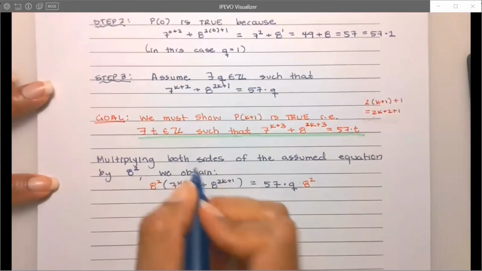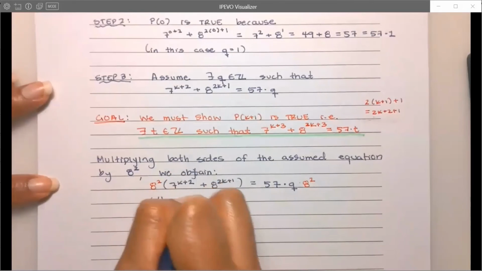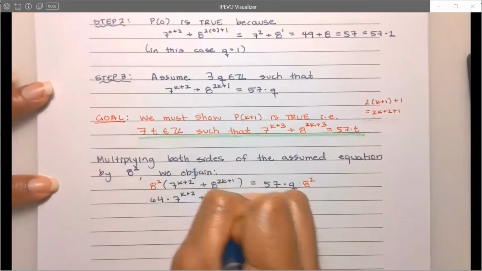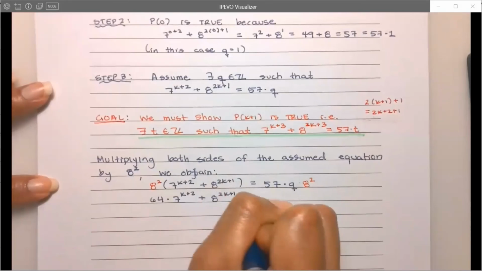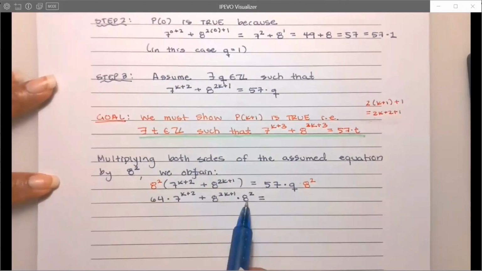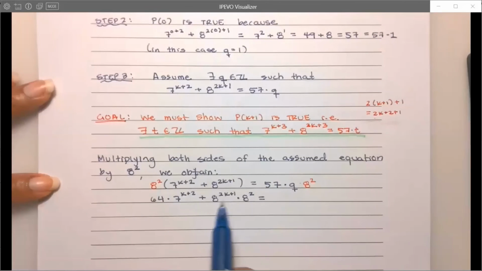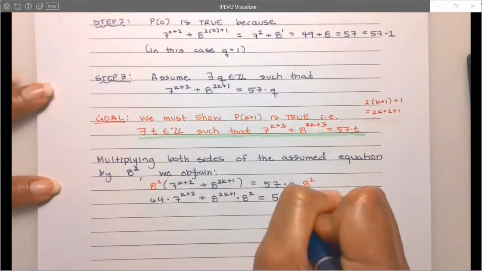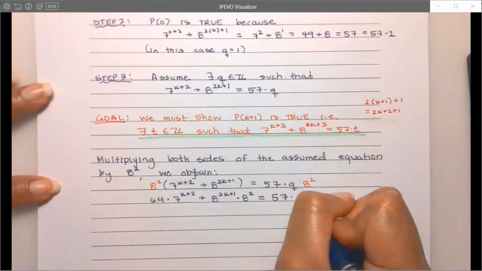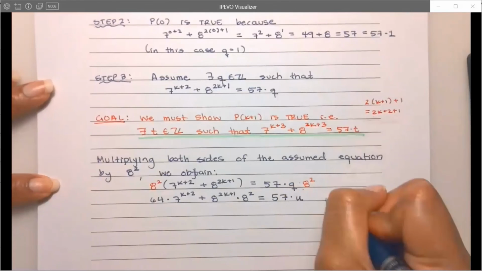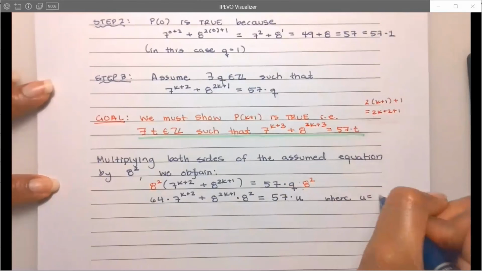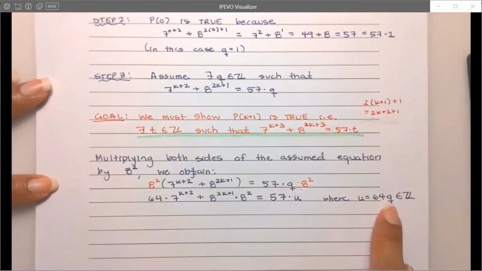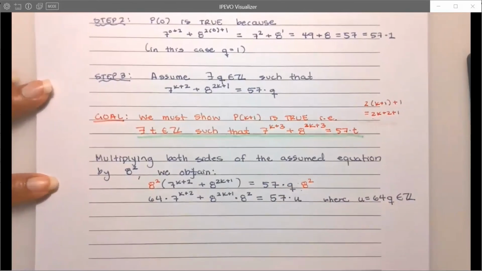And then when we distribute, we'll have a 64 times a 7 to the k plus 2 plus an 8 to the 2k plus 1 times an 8 squared. I'm intentionally not writing it as a 64 here because I want to keep the same base so that I can add the exponents. And then here I'll simply write this as a 57 times, let's say u, where u represents 64q, and of course is an integer because q is an integer.